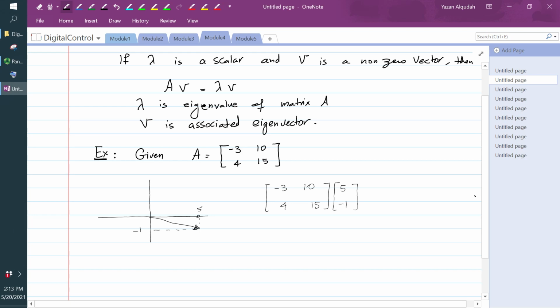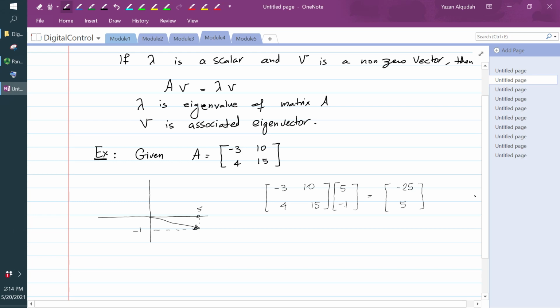If I do this multiplication, what I'm going to end up with is a vector that is equal to -25, -3 times 5, -15, and -10, -25. And then I'm going to get 4 times 5 is a 20, minus 15, I'm going to get a 5. Together? So this is the result of this matrix transformation.